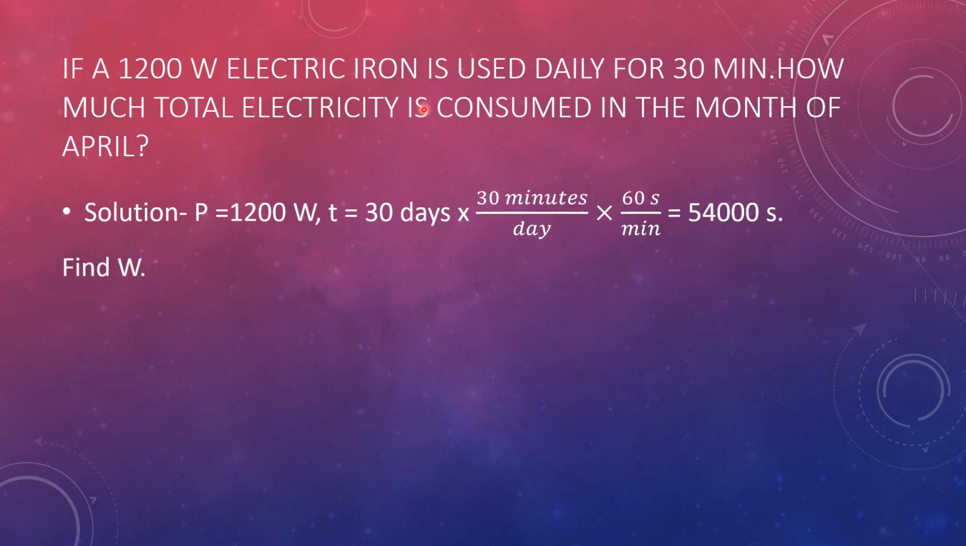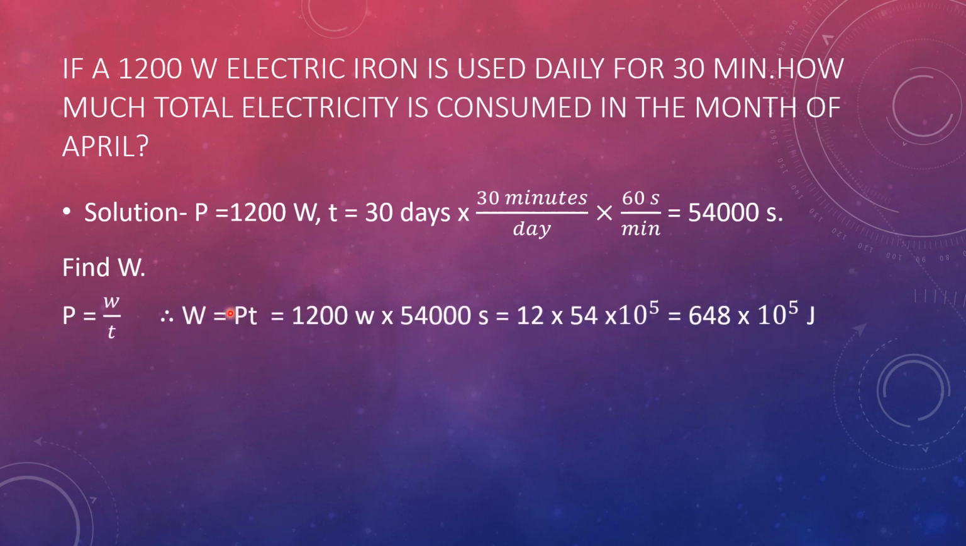Now we have to calculate the total consumption of electricity, that is W. So again use the formula P is equal to W upon T. Then by cross multiplying we get W is equal to PT. Then replacing values we get 12 into 54 into these 5 zeros. We can write these 5 zeros as into 10 raised to 5. And 12 into 54 is equal to 648. So answer is 648 into 10 raised to 5 joules.